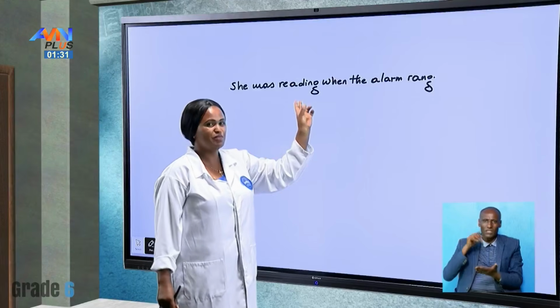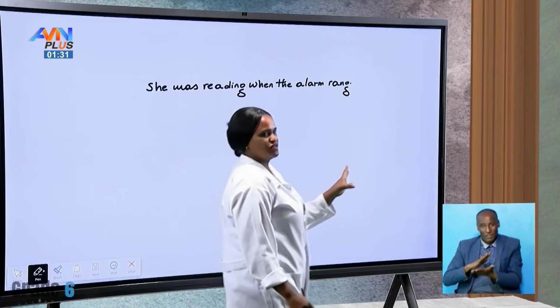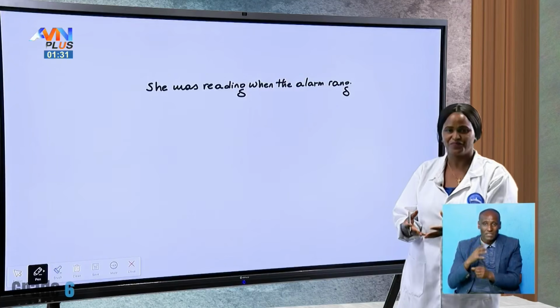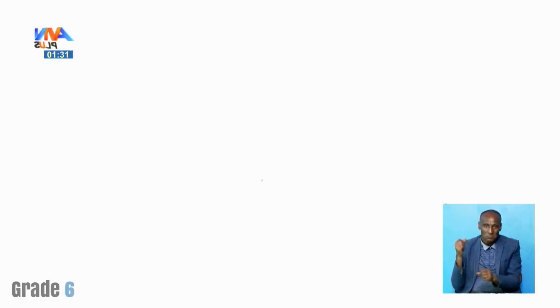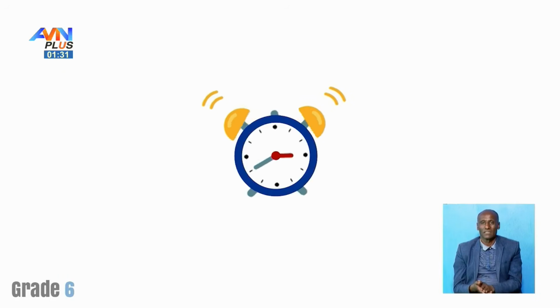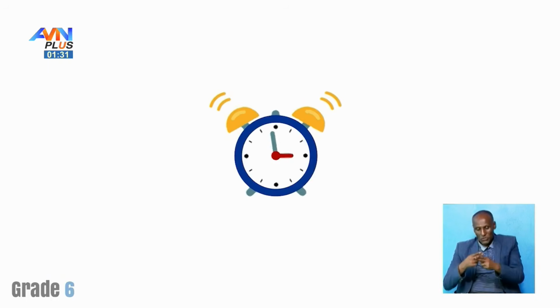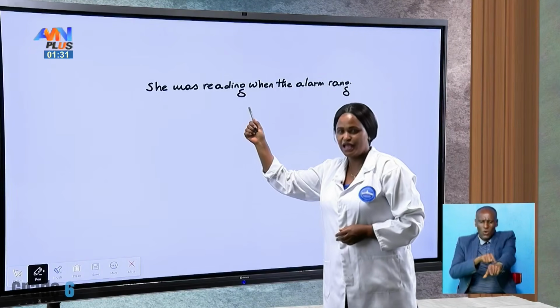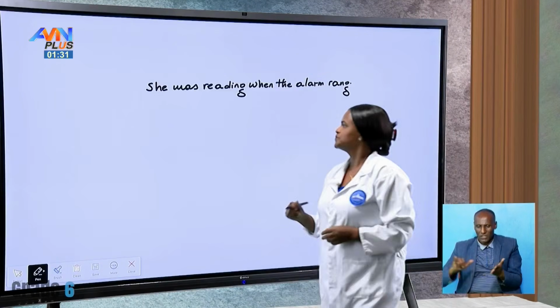She was reading. But in the middle of the reading activity, something happened. And what is that? Yeah, the alarm rang. Right? So this one is a short action which interrupted what? The longer action, reading. Let me give you one more.